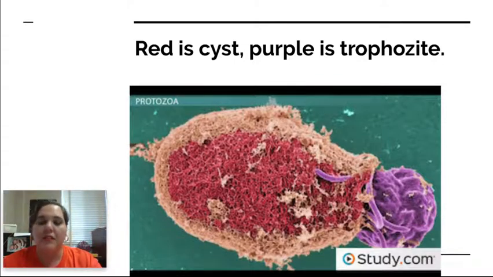And then the purple is a trophozoite, which in organisms that are causing diseases are going to be the pathogenic or the disease causing phase. In other animal-like protozoan, this is going to be the stage they go into to feed and reproduce and spend most of their life as long as it's not threatened.